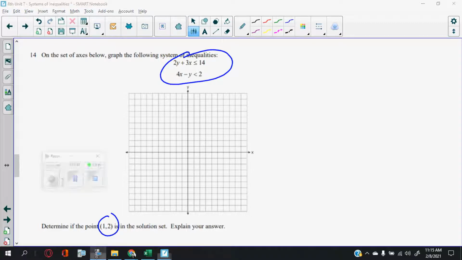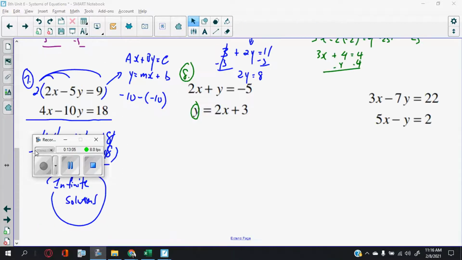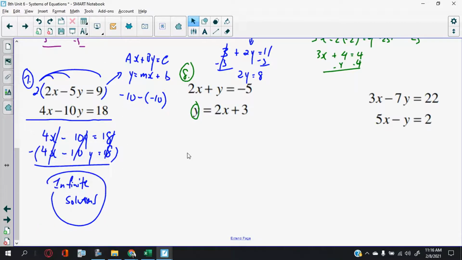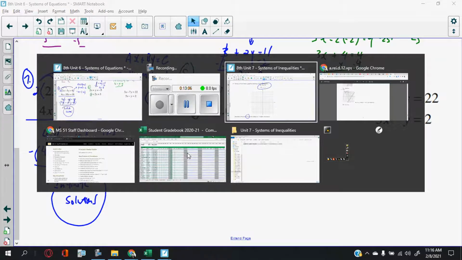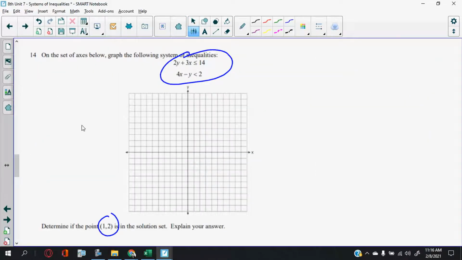Now some of you might be thinking, how exactly do I say it? Let me tell you right now. If 1, 2 is in the solution set, how do you explain it? You can say the solution 1 comma 2 lies in the intersection between the two graphs, something like that. And if it's not, you can say the point falls outside of the solution set. That's it. Okay.